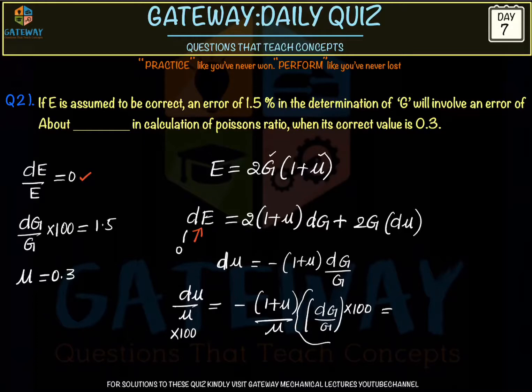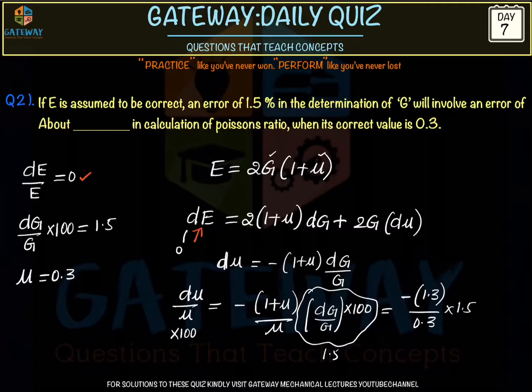Okay, from this, the value of dG by G is given in the question as 1.5. So mu value is given as 1.3, so mu is given as 0.3. So 1 plus 0.3 upon 0.3 into 1.5, and the value comes out to be minus 6.5%. That is nothing but while calculation the error was, we have taken 6.5% less the value of mu, right? In this way any type of question can be solved. Just differentiate on both sides, assuming that each and every value is a variable.